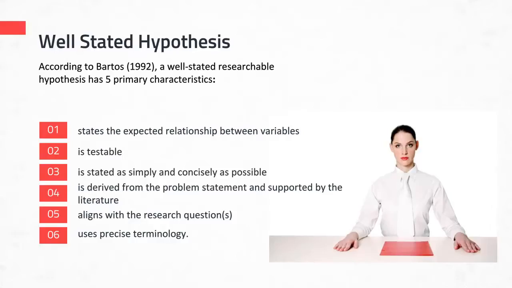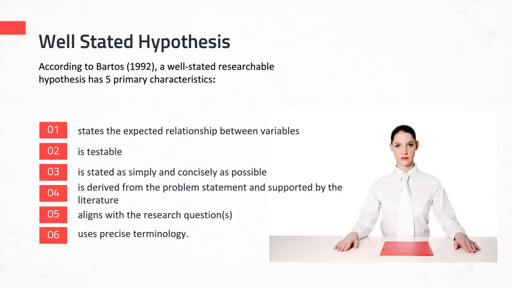To get started, let's talk about the 5 primary characteristics of a well-stated researchable hypothesis. The first characteristic is that it states the expected relationship between the variables. So what type of relationship you expect, as well as the variables, are clearly stated. It's something that is testable. It is stated as simply and as concisely as possible, and we'll learn that that's sometimes a little bit difficult, but you need to keep on working with it and editing it until it's simple and concise. It's derived from the problem statement and supported by the literature.